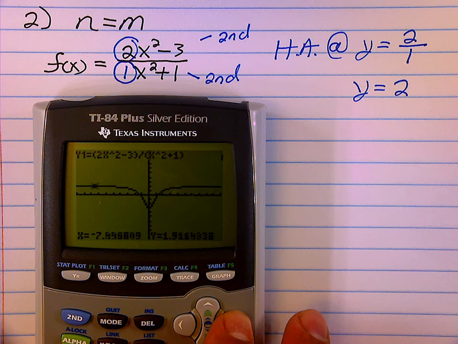As I go to the right, same thing's going to happen. I may have some stuff going on in the middle, but as I go far enough out to the right, the y value is going to get closer and closer to the y value of 2.